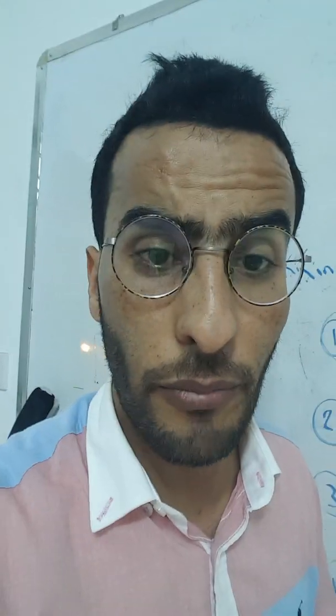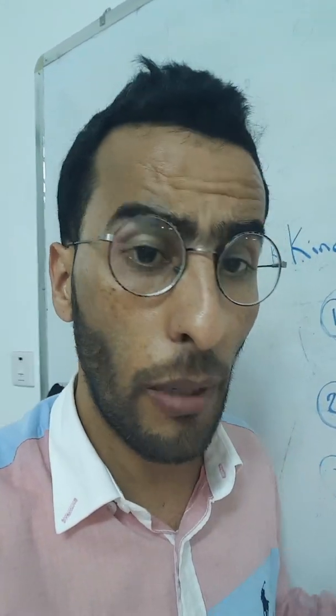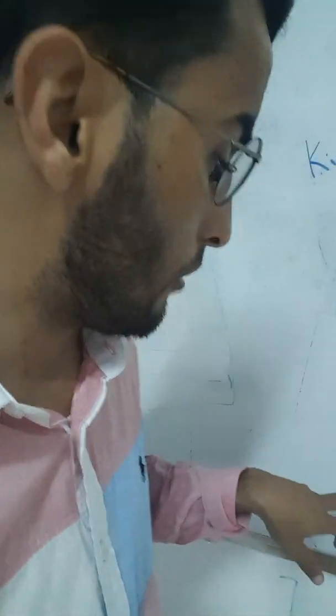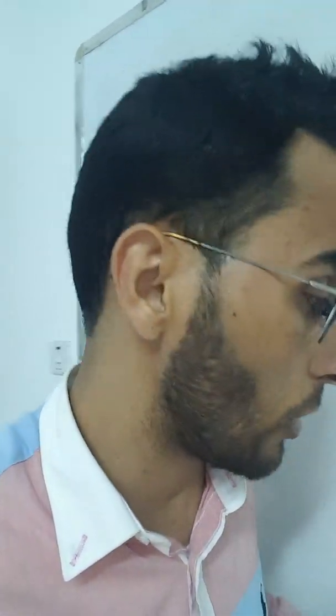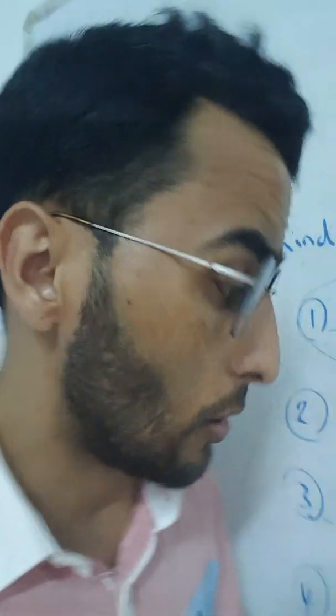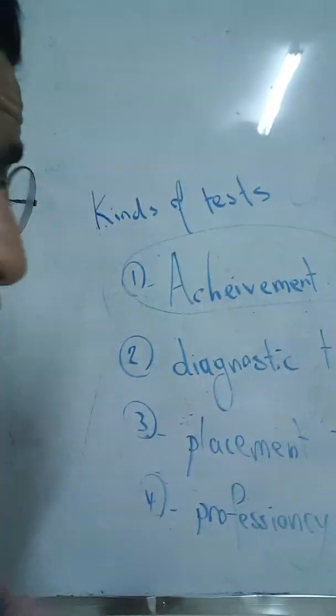The placement test, for example, is taken in public institutions and private institutions. And the final one is the proficiency test, that tests the proficiency of your language. For example, we have the TOEFL test and the IELTS test. So these are the kinds of tests.